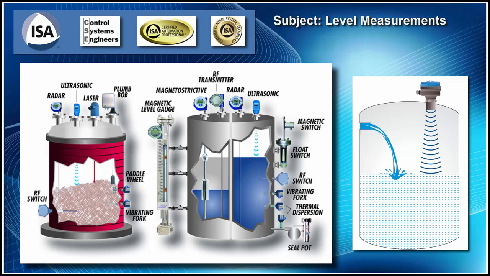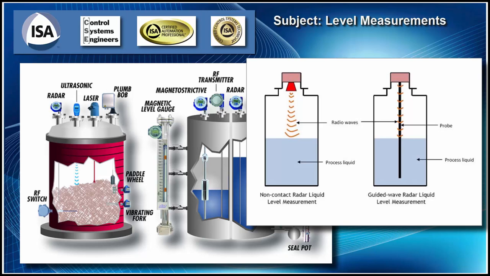Now, radar, there's two different types of radar. One is a horn, and similar to the ultrasonic, it sends out electromagnetic frequency. It hits the material, bounces off, comes back, and this is the time of flight. So the wave going out is called the incident wave, and the wave coming back is called the reflected wave.